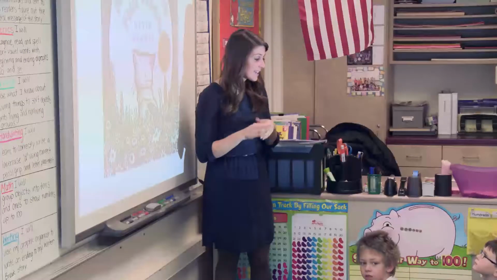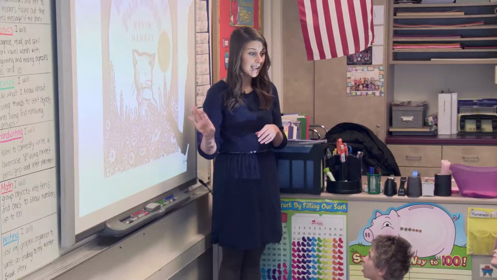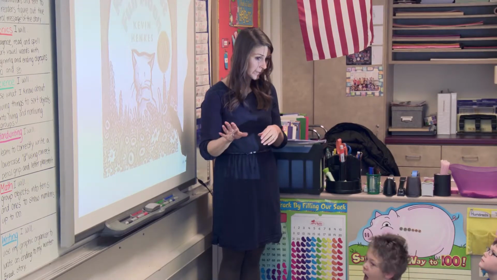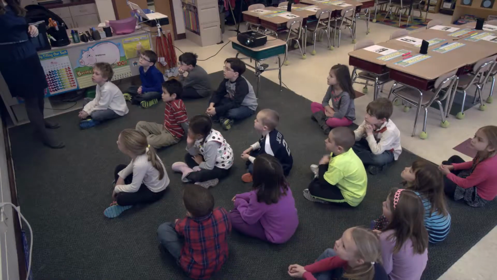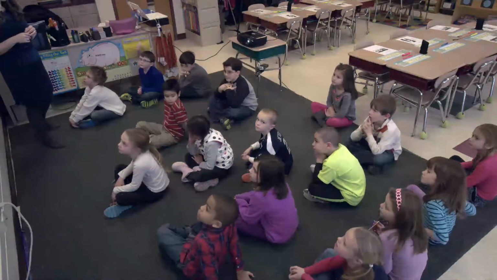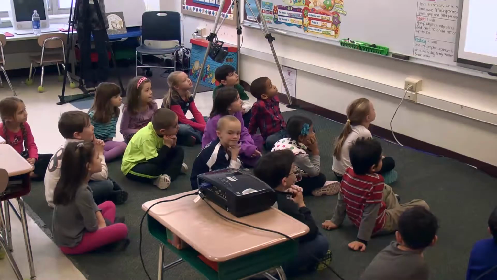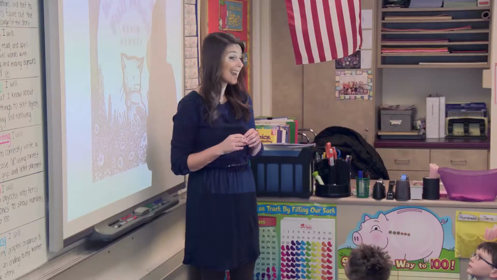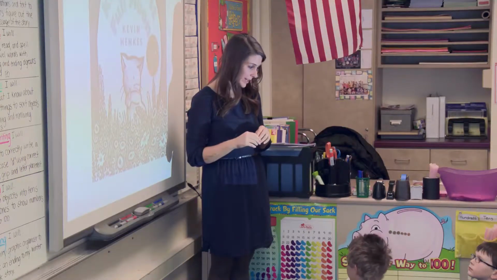All right, boys and girls, yesterday, if you remember, and I know some of us were absent, but we read the book Kitten's First Full Moon. And today we're going to reread that story. But if you look at the objective chart today, it says, I will notice how Kevin Henkes, remember he's the author, uses illustrations and text to help readers figure out the central message of the story.